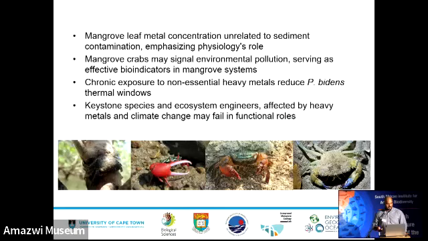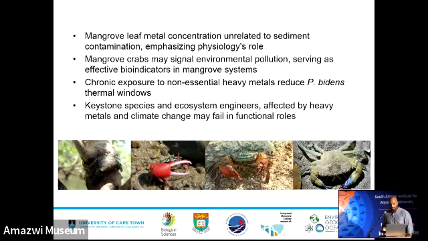In terms of heavy metals, mangrove leaf metal concentration doesn't depend on what the sediment looks like. There are physiological responses of certain species that exclude heavy metals from their tissues. Mangrove crabs take up the heavy metals and may be a sentinel for environmental pollution and effective bioindicators for mangroves. And chronic exposure to non-essential heavy metals like cadmium may reduce species' thermal windows.